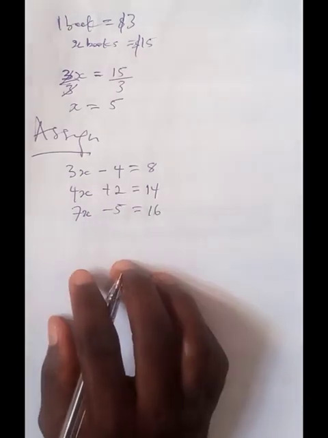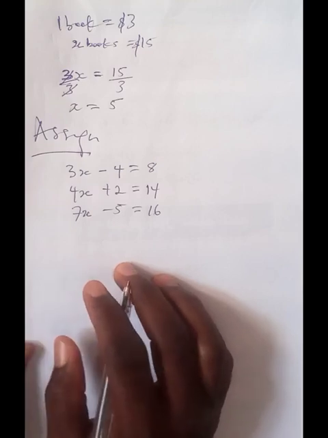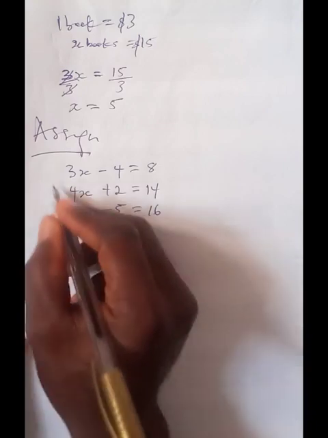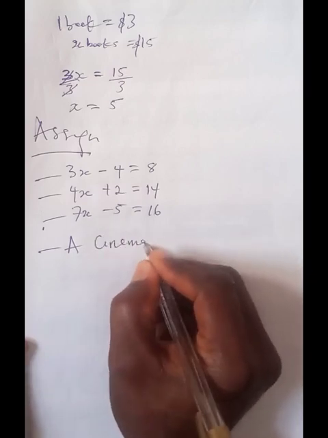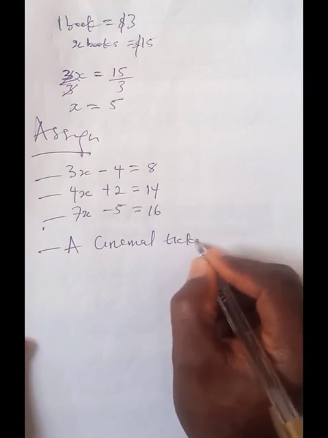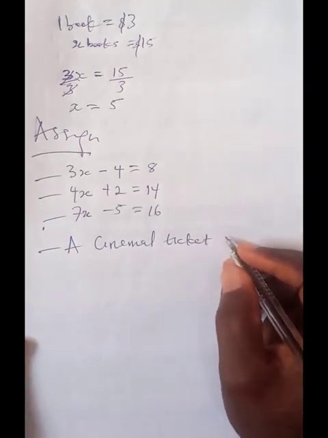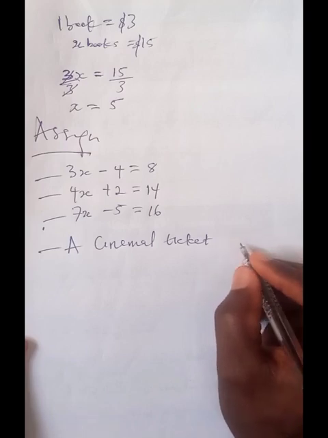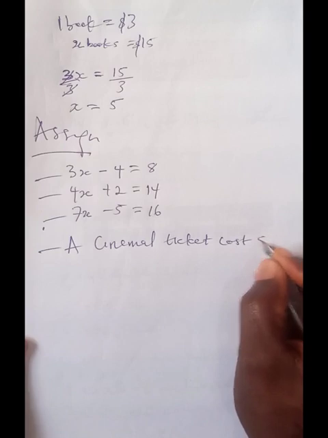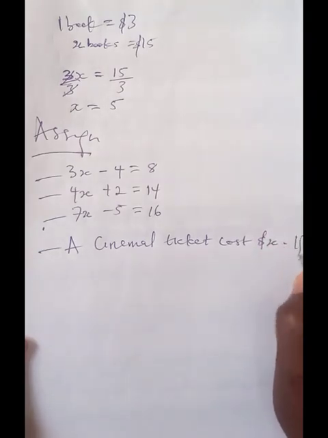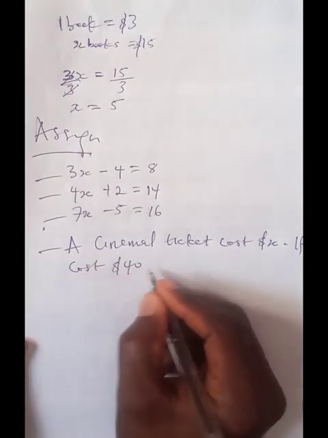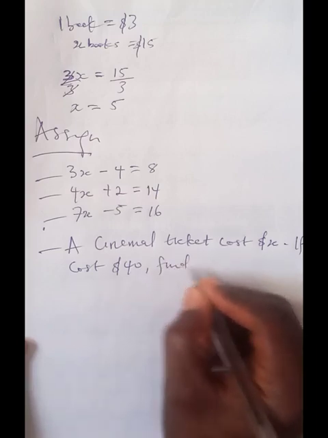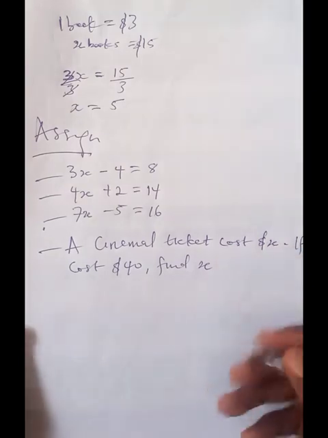Let me add a real life problem to it. A cinema ticket costs x dollars. If 4 tickets cost $40, find x.